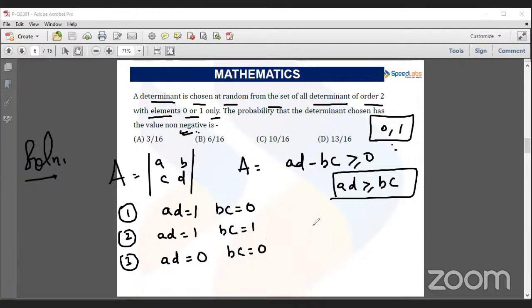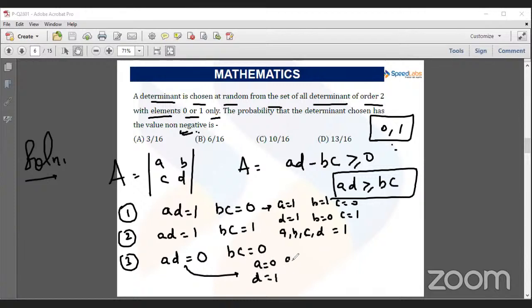So AD is 1 in how many ways? Both A and D have to be 1. There is no other option. A is 1, D is 1. BC can be 0 in 2 ways: B is 1, C is 0, or B is 0, C is 1. यहाँ तो एक ही ऑप्शन है, सारे के सारे 1 होंगे तभी हो पाएगा. And in this case again we will have A is 0, D is 1, A is 1, D is 0, or both are 0. 3 options for this, same 3 options for this also.